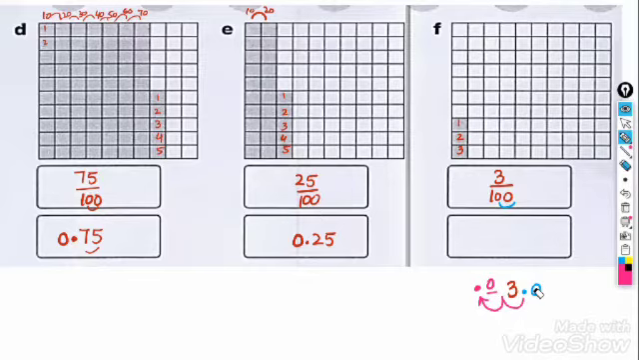Okay, so the last one will be omitted. So it will become 0.03. And in order to make this point visible, I will just put another 0. 0.03 is the equivalent decimal of 3 upon 100.